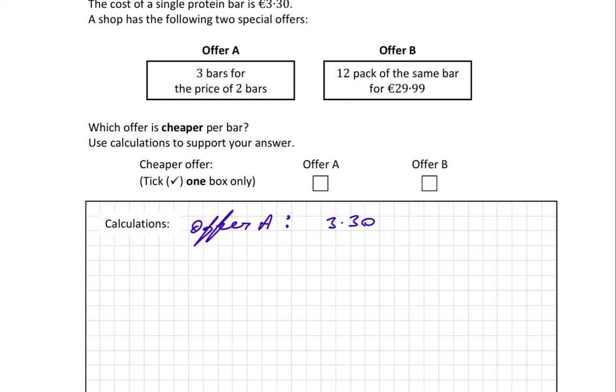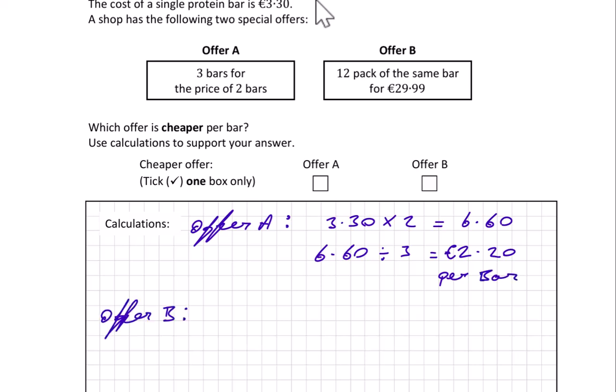$3.30 per bar. Let's multiply that by 2 because it's the price of 2 bars. So that's €6.60. So you get 3 bars for €6.60. If you take €6.60 and divide it by 3, that tells you how much each bar is. Well, 3 into 6 is 2, so you'll get each bar for €2.20.